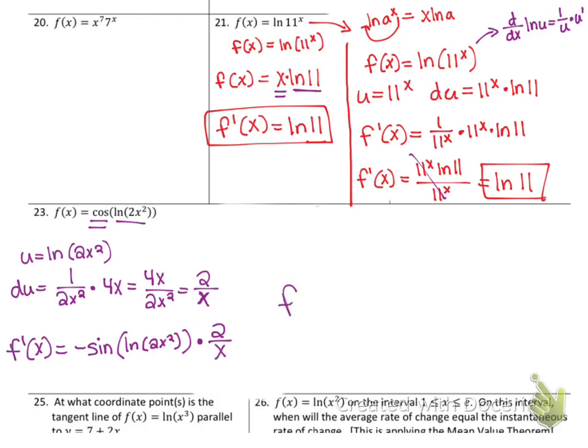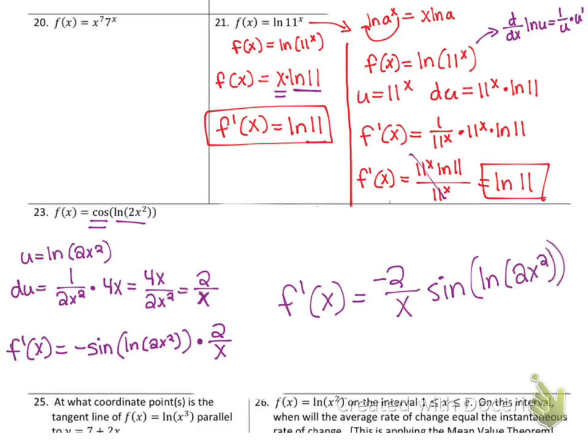The only thing you could do to clean it up, if you want, would be to bring that 2 over x to the front, but it doesn't change the value of anything. It's still the same problem, so you don't have to do that. So that would be my final answer.